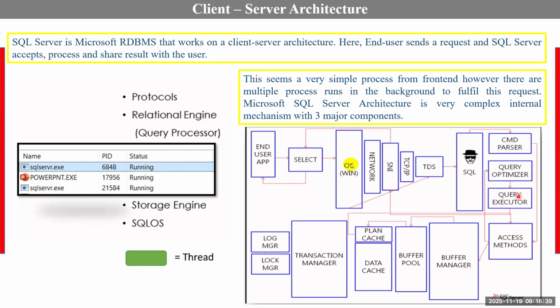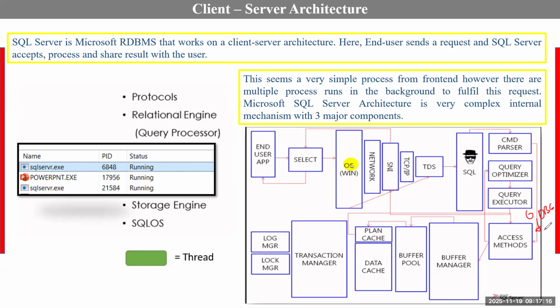Now the executor will execute whatever you are requesting, either inserting, updating, deleting, creating, altering, dropping, truncating, whatever you are doing. In the entire relational engine, there is no data. Now what will it do? Your relational engine will send a request to the storage engine with the help of ODBC drivers.